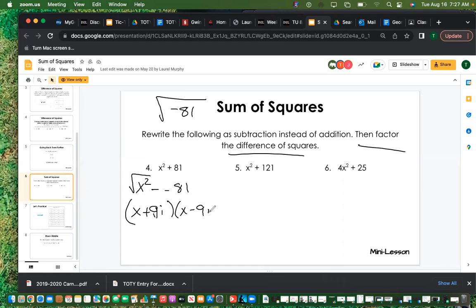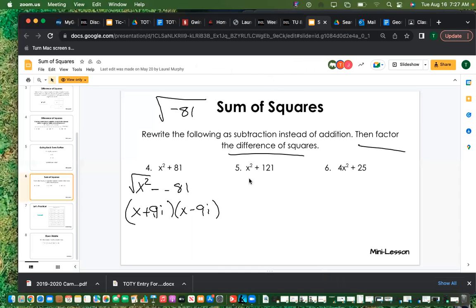Maybe minus 9i, but then that would cancel out, right? No, make it positive because it would have i squared. Yep. Okay, so when you do this, we're going to rewrite it as a subtraction and then take the square root, just like what we did.